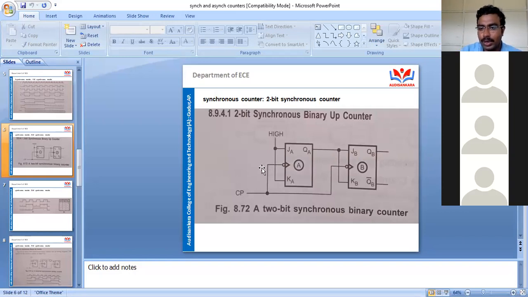Whereas in a synchronous counter, students, all the flip-flops are given a common clock, so that all the flip-flops start working at the same point of time. So it can generate the output very fast, so synchronous counters are very fast in working compared with the asynchronous counter. The second flip-flop does not have to wait for the first flip-flop to generate its output. In synchronous counters, all the flip-flops can work at the same point of time, so it can generate the output very fast. That is one of the advantages of synchronous counters compared with asynchronous counters.